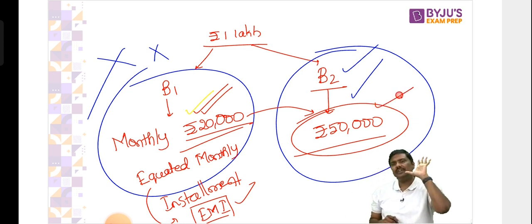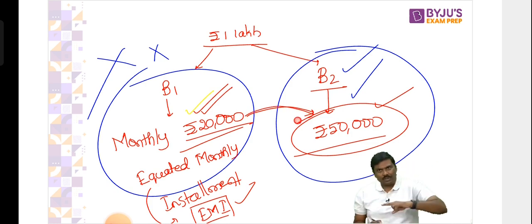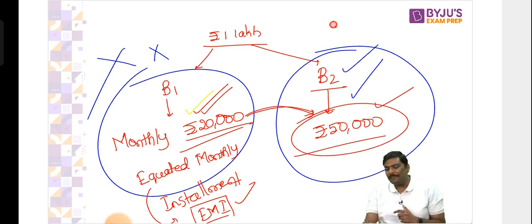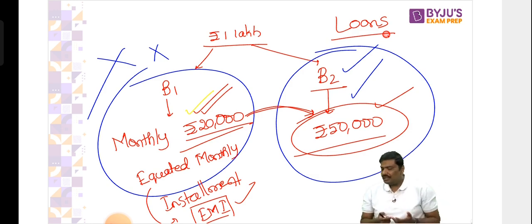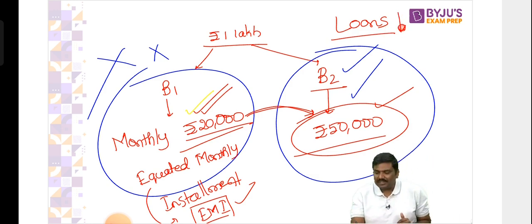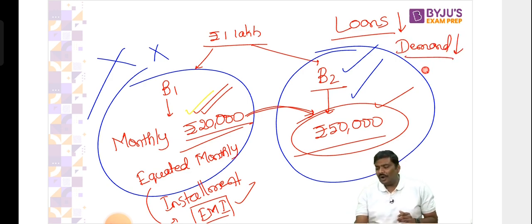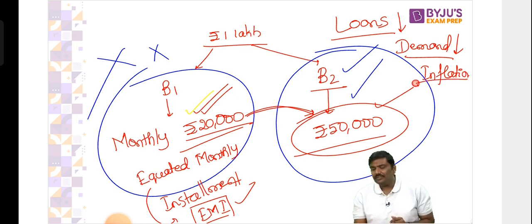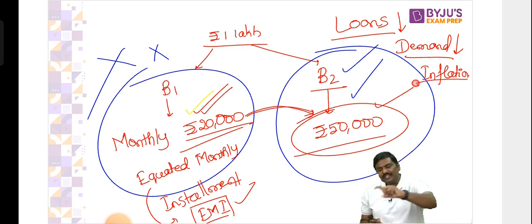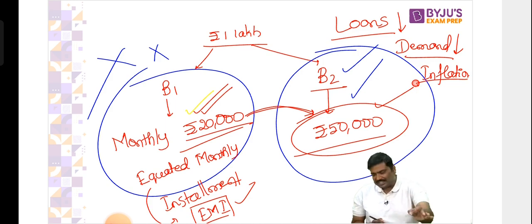Now tell me, simple question by the way. If the banks start providing loans where they increase the EMI component, what will happen to loans in the market? Will people take more or fewer loans? The people will start taking fewer loans. If loans are reducing, what will happen to demand? Demand will come down. If demand comes down, what will happen to concerns of inflation? We will be able to control demand and reduce the impact of inflation. Does it make sense to you? If there's a problem, let me know.